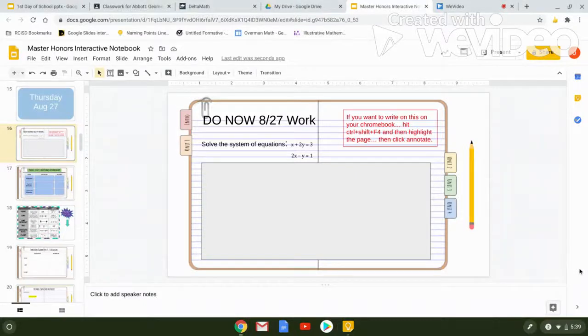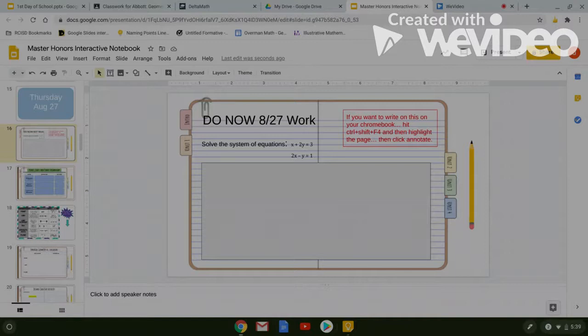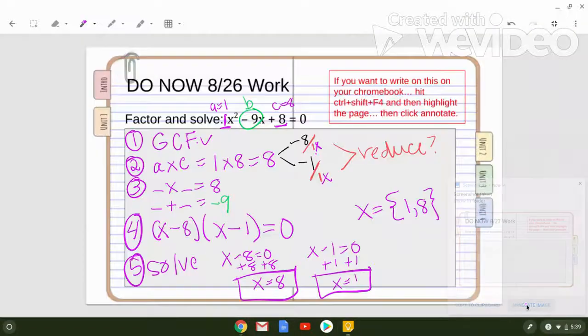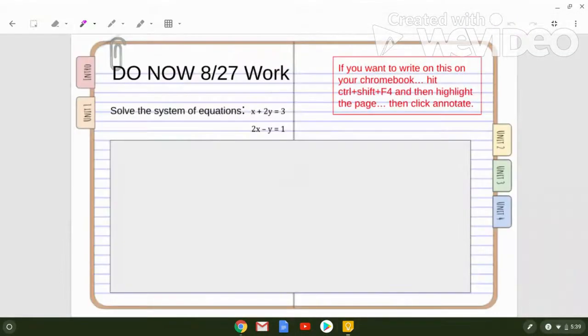So for today's Do Now, we're solving a system of equations. I'm going to take a screenshot of this so I can annotate on it. Okay, so it says solve the system of equations. Now you can solve a system of equations lots of ways. You can do elimination, you can do graphing, or you can do substitution. Now, most of the time, elimination is going to be your best bet.